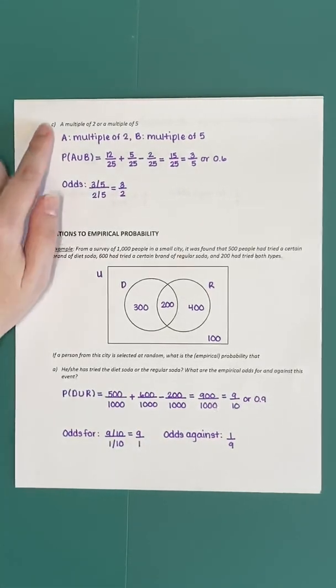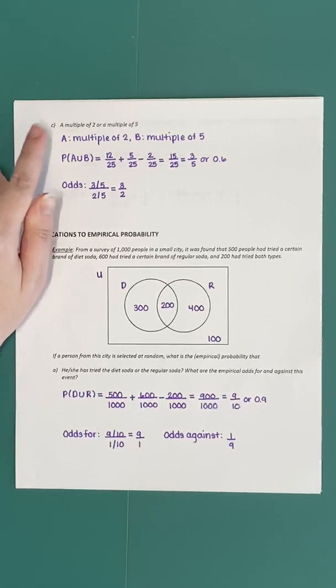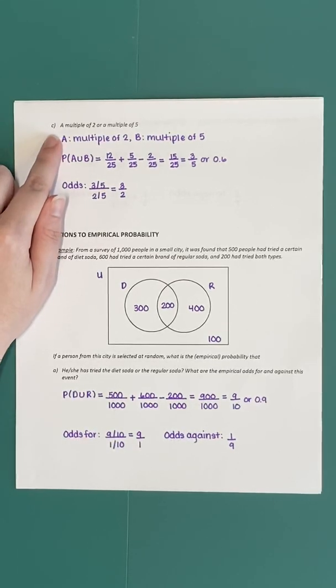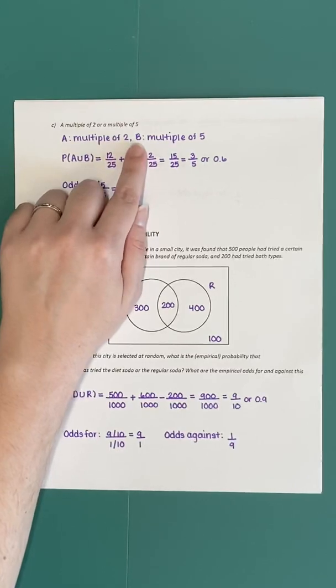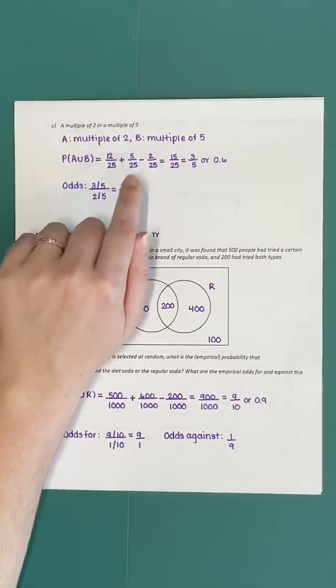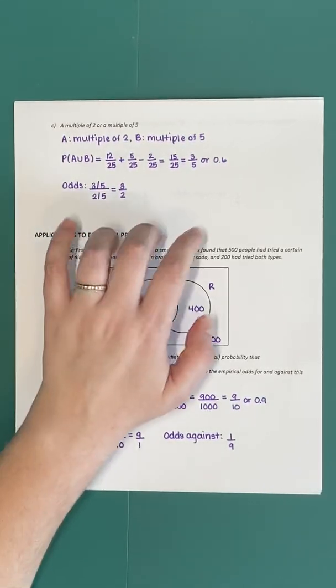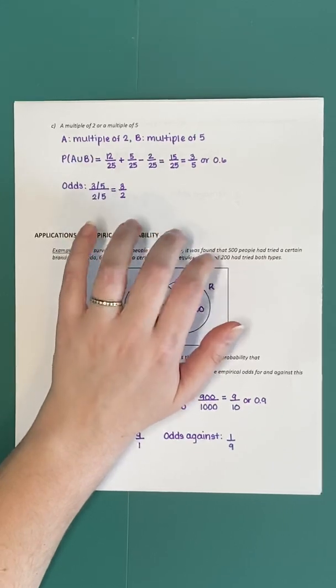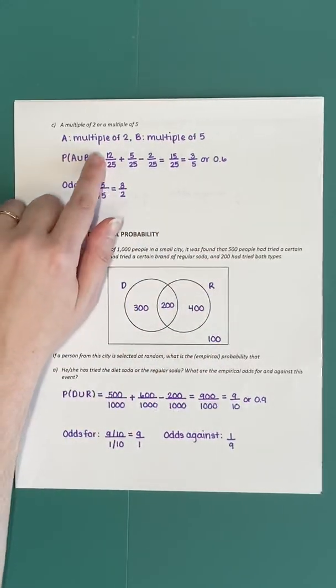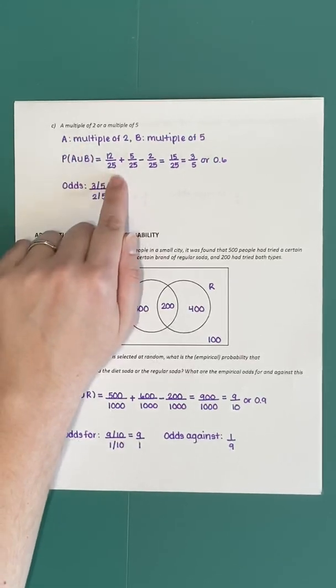What about a multiple of 2 or a multiple of 5? Okay, so event A is getting a multiple of 2. Event B is getting a multiple of 5. Well, how many ways are there to get a multiple 2? Translate that as even numbers. We actually just looked at even numbers a moment ago. We can get a 2, a 4, a 6, all the way up to a 24. So 12 numbers in that group out of the 25 are multiples of 2.